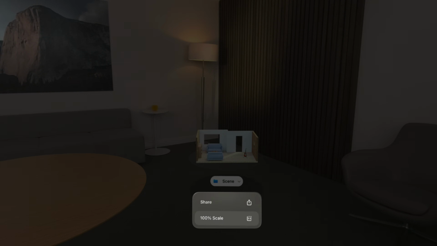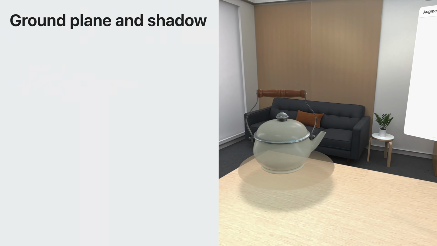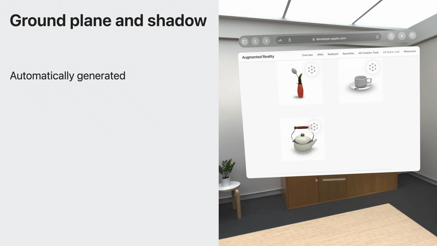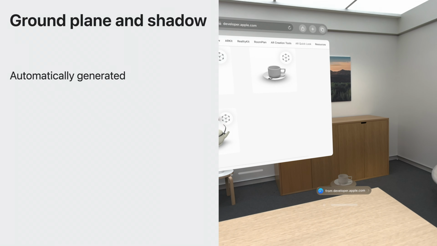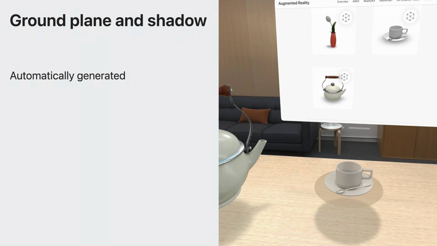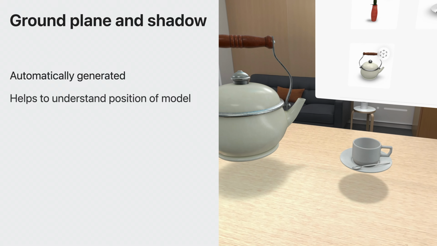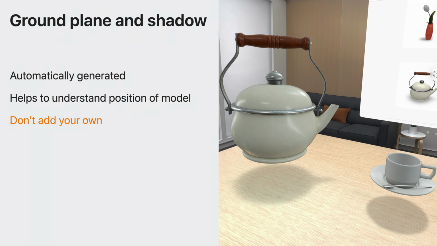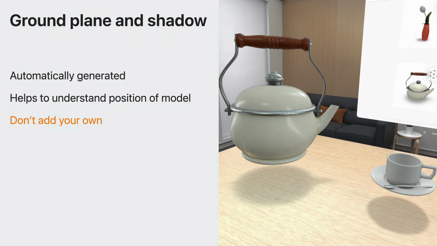Now that we know how Quick Look handles the size of your model, let's look at two more things that Quick Look adds when it presents your content: ground plane and shadows. Quick Look will automatically show a ground plane and shadow below your model to give you a better understanding of the model's size and its position relative to the ground. Because Quick Look is doing this work for you, we suggest that you do not add your own ground plane and shadows for your model.